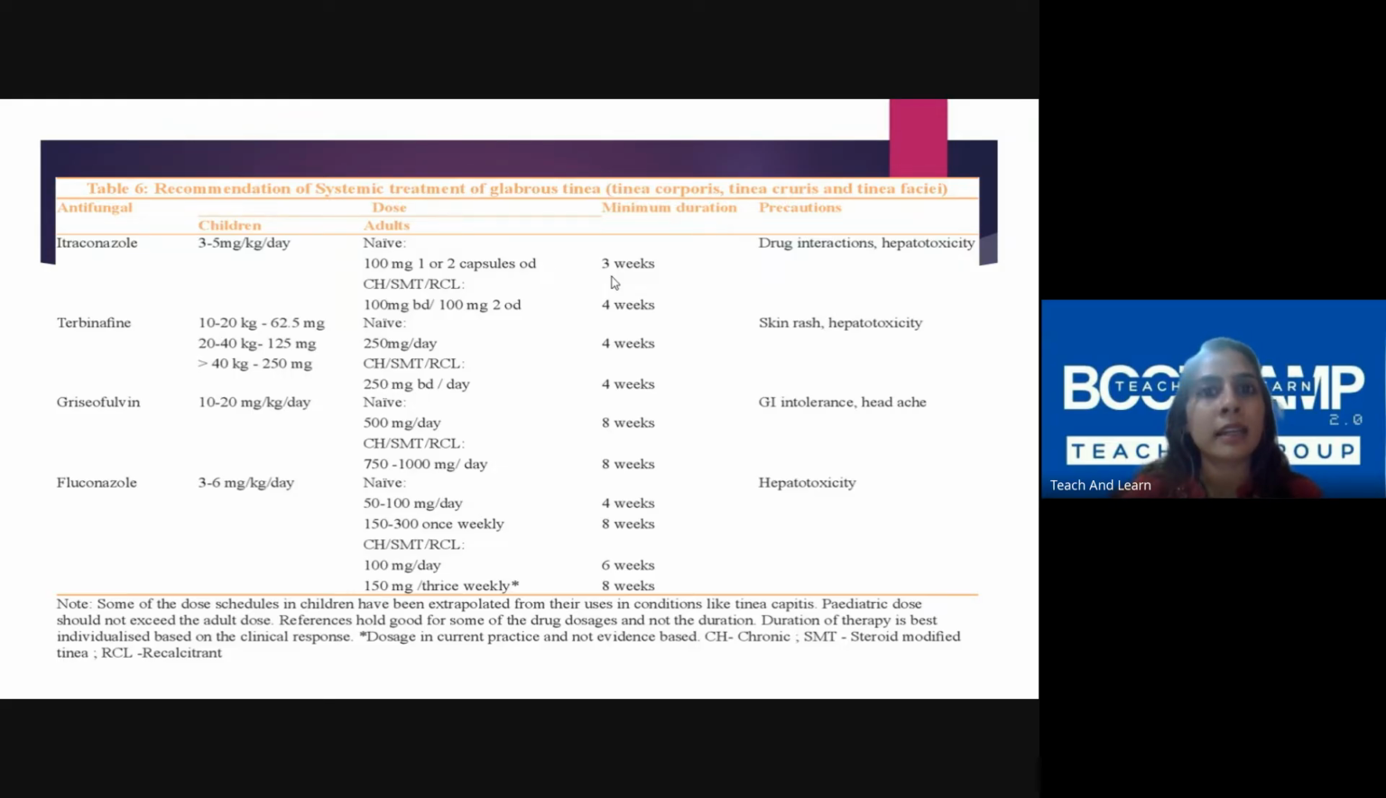So they should take it continuously for 3 weeks, and also ask them to review back after 3 weeks, even if there is no lesion and no itching. Tell them that the lesion will subside within a week or so, but still you have to continue. It is a course. Otherwise, it's going to be difficult for them because they have to keep coming back again and again.